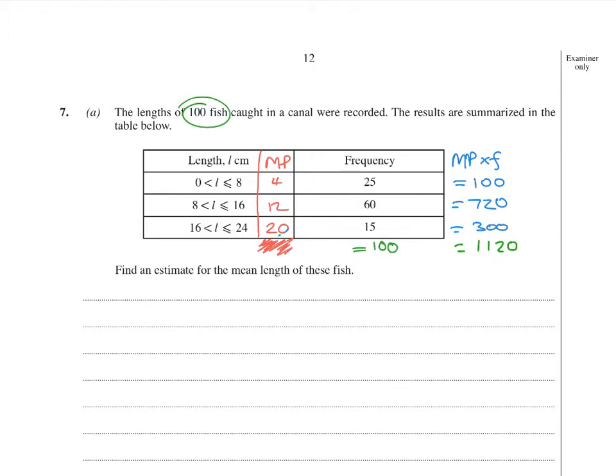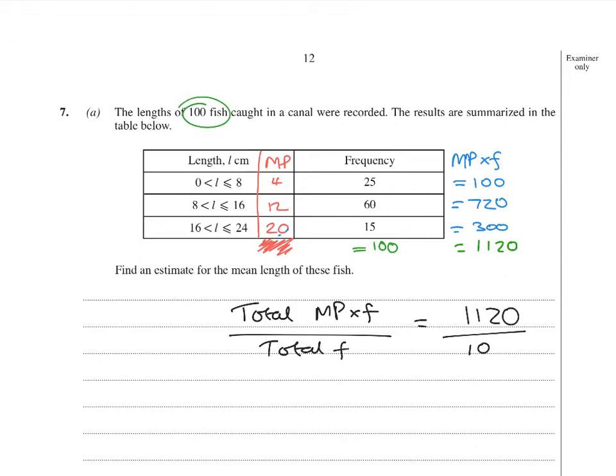So using number bonds to help me there. Find an estimate for the mean length of the fish caught. So that is the total. You don't need to write this down, I'm just writing it down to help you. The total of the MP times F divided by the total of the F, which is going to be 1,120 divided by 100, which is, well, it's going to take a 0 off, it's going to be 11.2. And remember, your answer should be between 0 and 24.